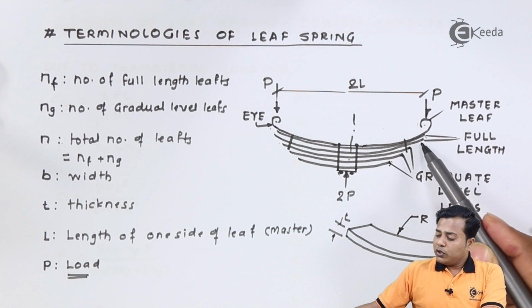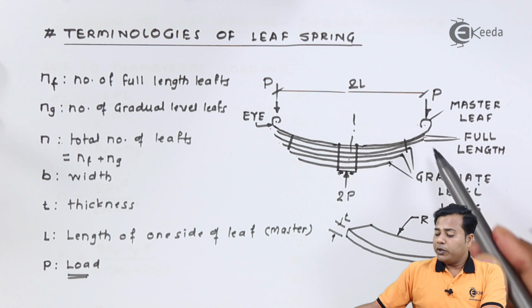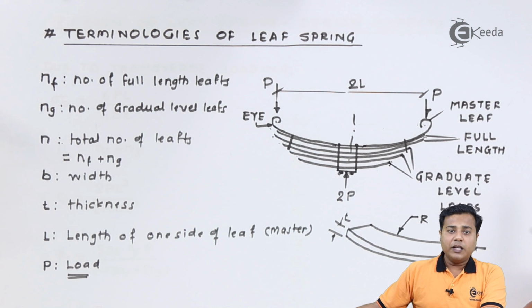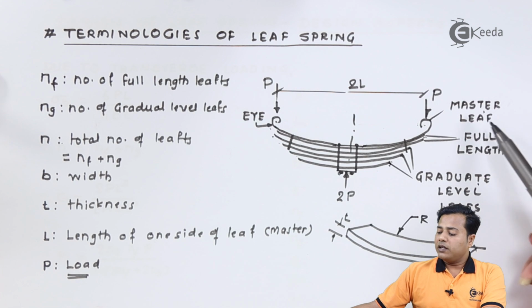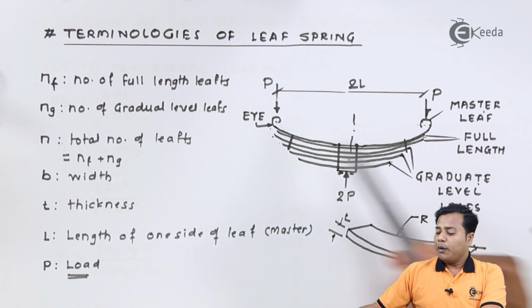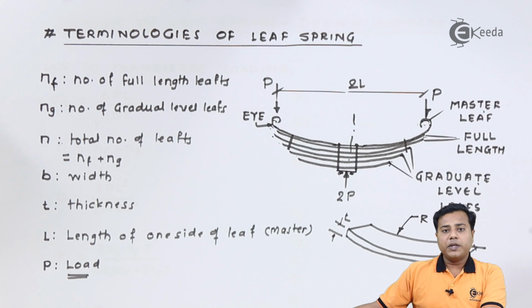Further, two leaves of that particular spring appear to be of the same length, and they are called full length leaves. They may be 2 or 3 in number. And the last one is the master leaf. The master leaf is the longest one and it has its ends bent so as to form the eyes. These are called the eyes of the leaf spring.